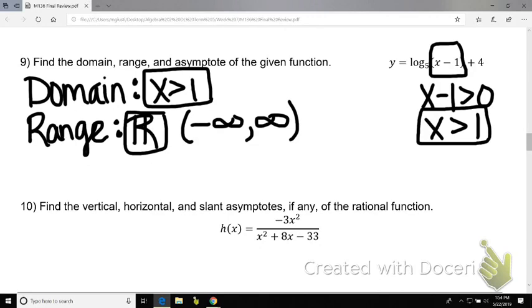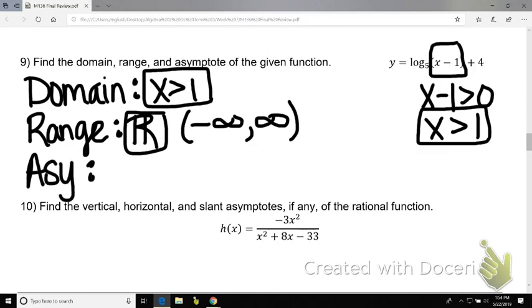And then for the asymptote, clearly there's not a horizontal one. There's not a y equals anything because we just said y has no limit. We're allowed to get any value for y. But there has to be an x asymptote because we just said that x has to be greater than 1. So there is a vertical asymptote.